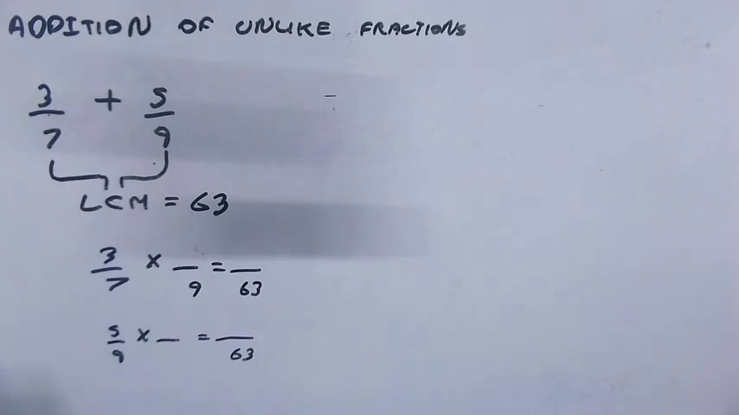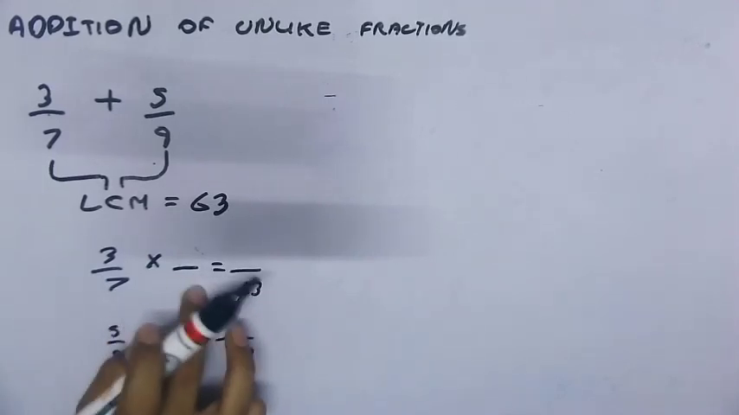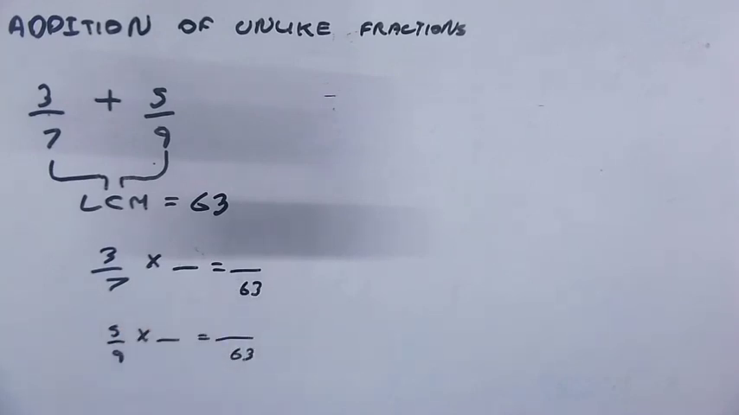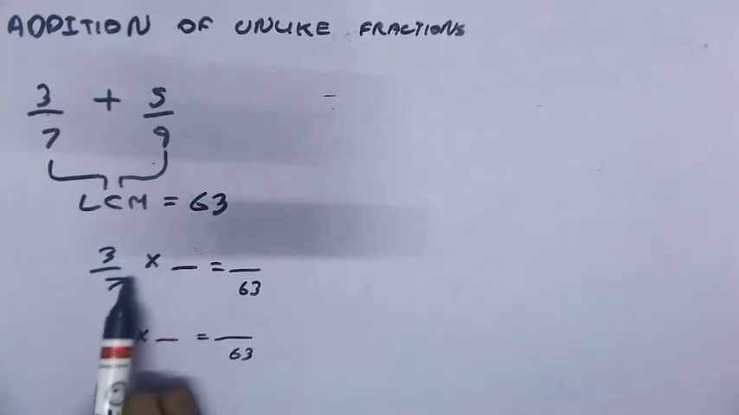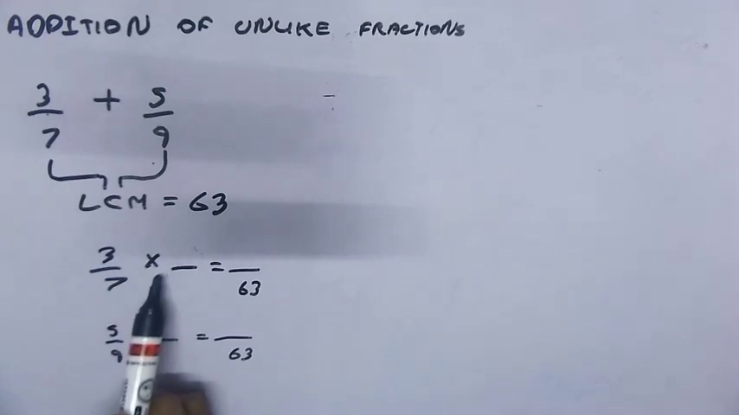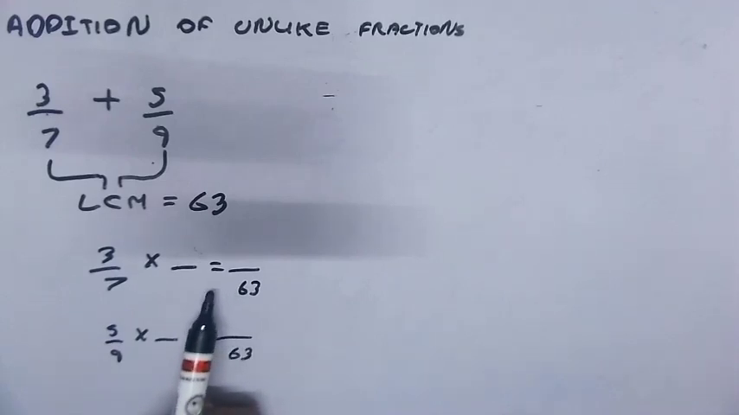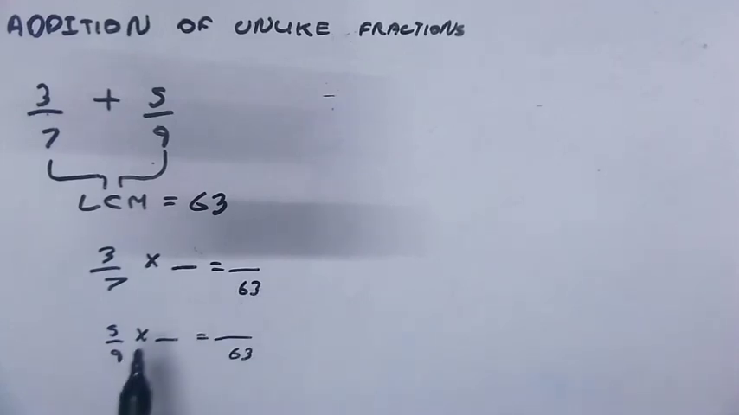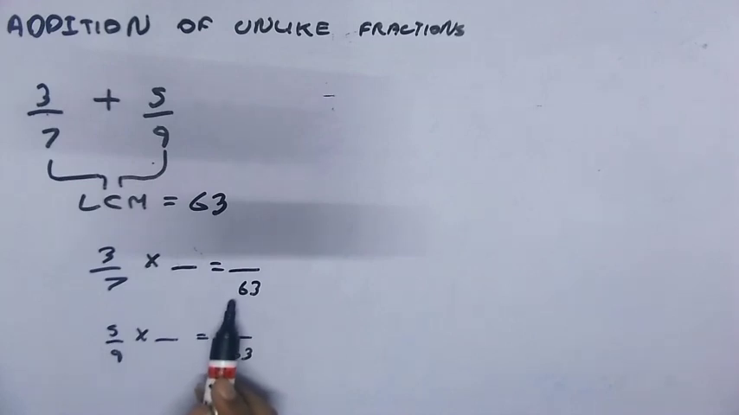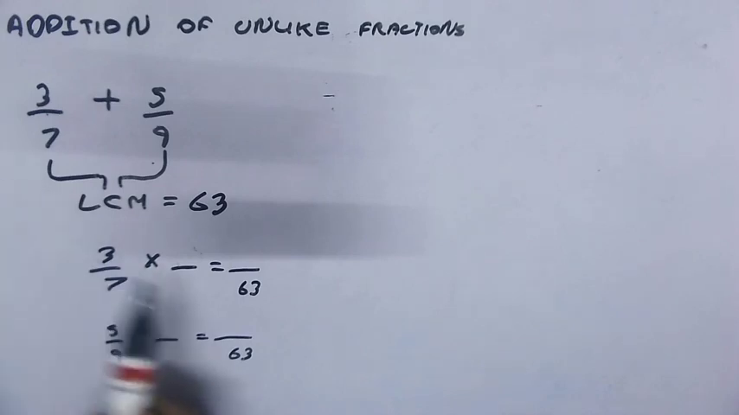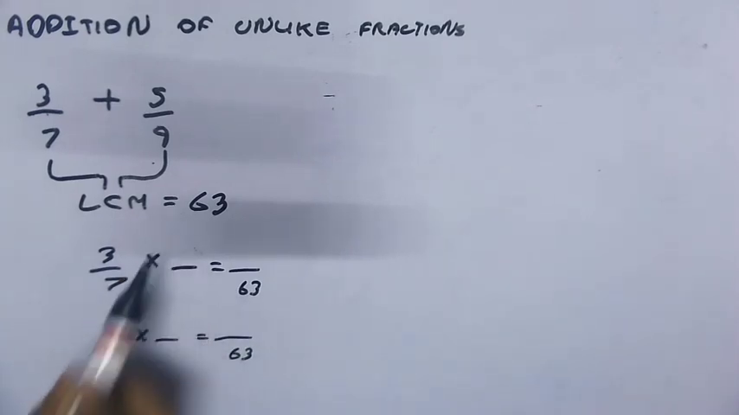So first you write the fraction. First fraction is 3 by 7. You write the fraction, you put a multiplication symbol, you again leave a space for a fraction, you put equal to, and you leave a space for a fraction, and in the denominator you write the LCM 63. So 3 by 7 is the first fraction and 63 is the LCM.